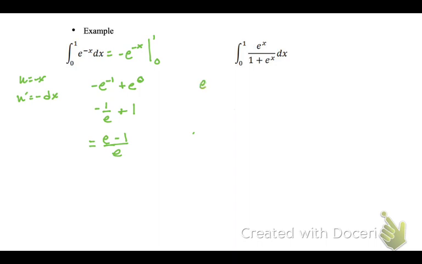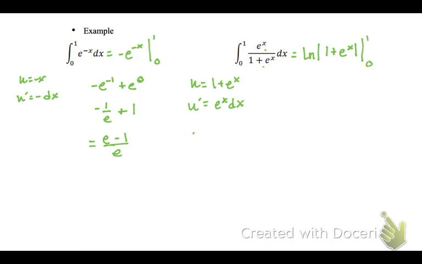So u equals 1 plus e to the x, and u prime is e to the x dx. So that means I got everything covered, right? And since the numerator is the derivative of the denominator, that means I can use natural log. Yeah. So I have the natural log of the absolute value of u, which is 1 plus e to the x, plus c. Nope, 0 to 1.